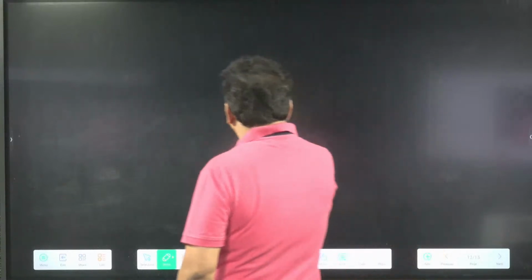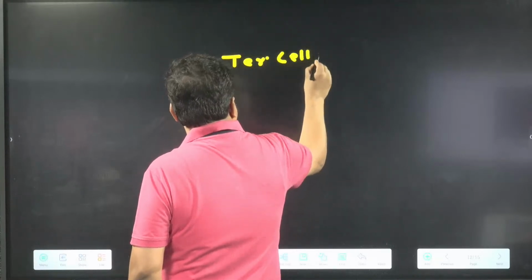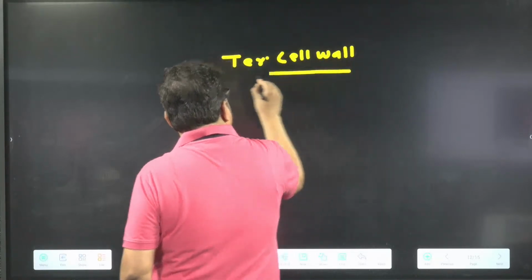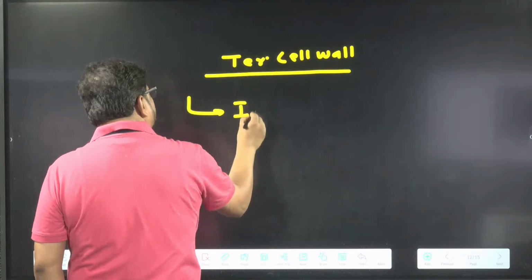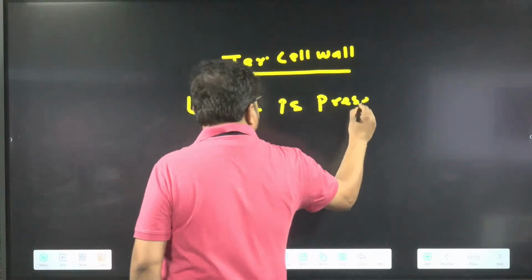And now I am writing one line about the tertiary cell wall. Where is it present? It is not present everywhere, it is present in tracheids of gymnosperms.